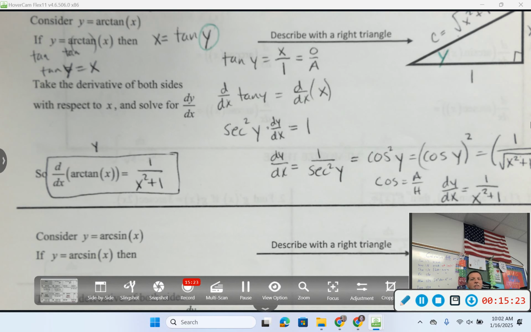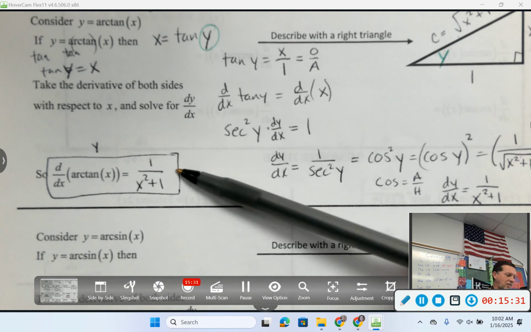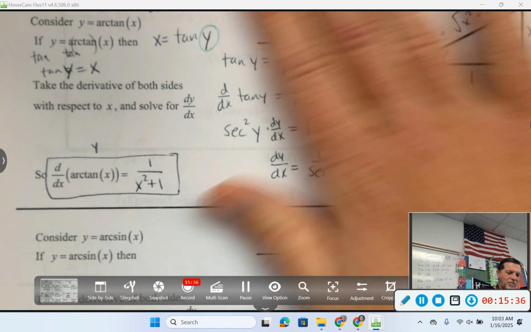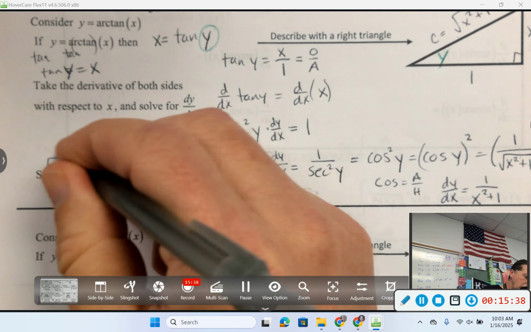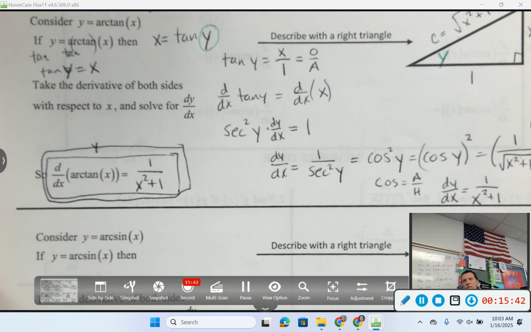Okay, the good news is, I guess this is good news, probably good news to most, you don't have to know the process. You just have to know the answer. So if you didn't like any of that, you can ignore all that, but you do have to know the derivative of arctangent is 1 over x squared plus 1.